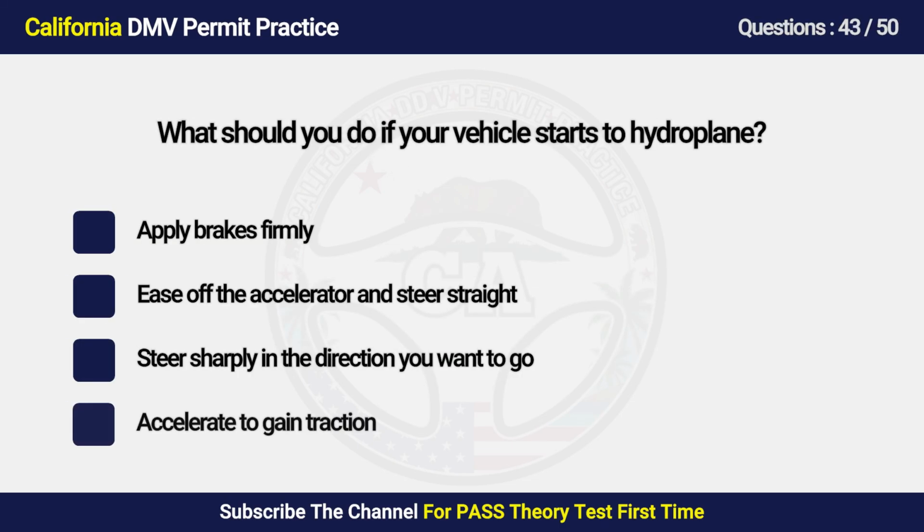Question 43. What should you do if your vehicle starts to hydroplane? A. Apply brakes firmly. B. Ease off the accelerator and steer straight. C. Steer sharply in the direction you want to go. D. Accelerate to gain traction.